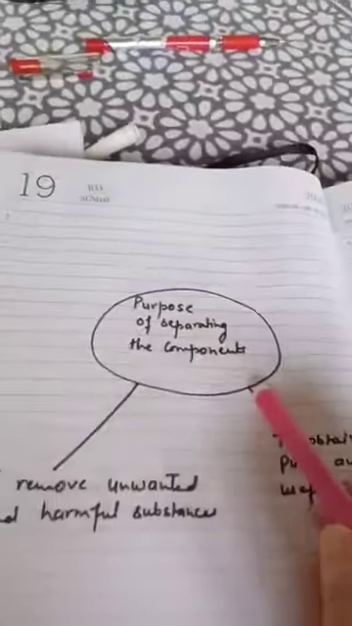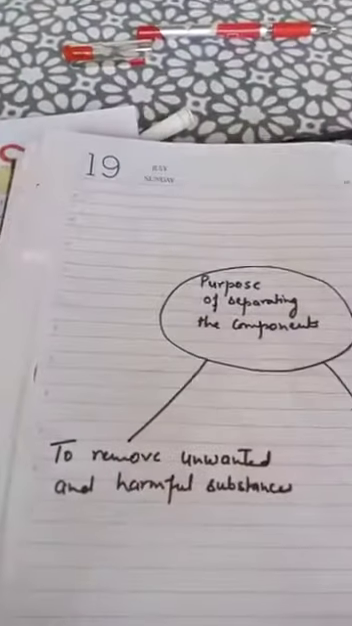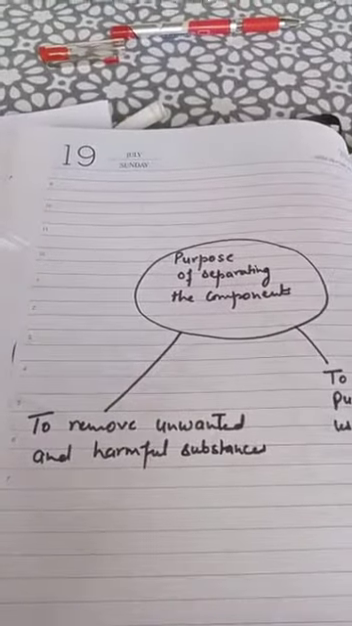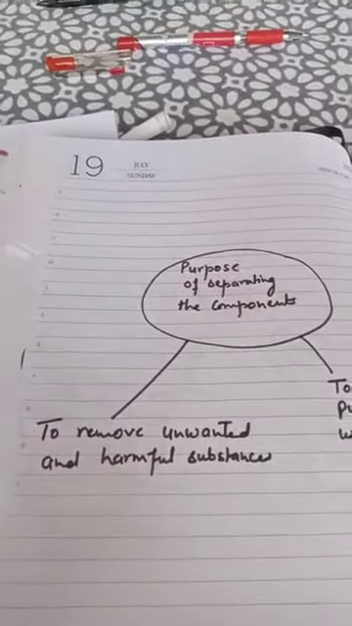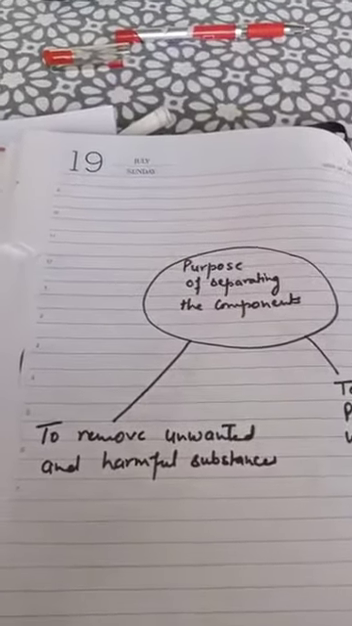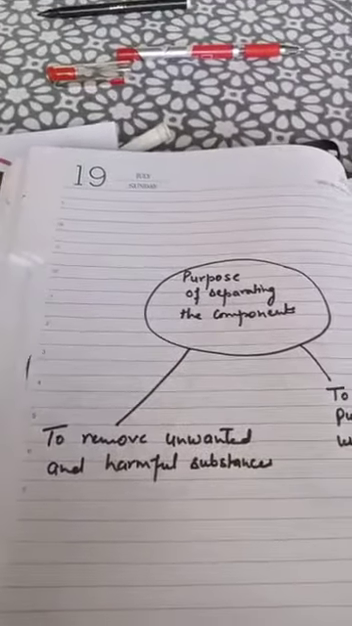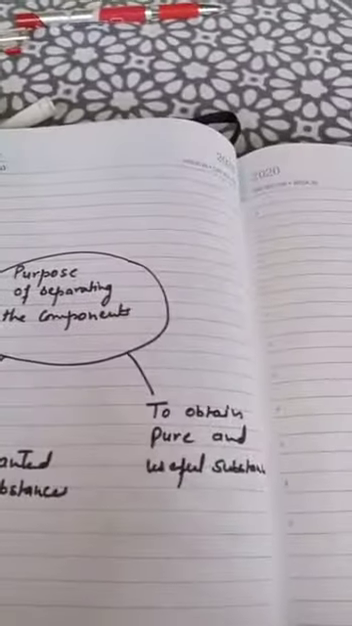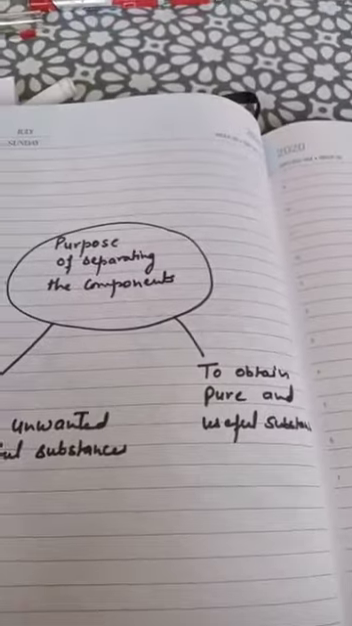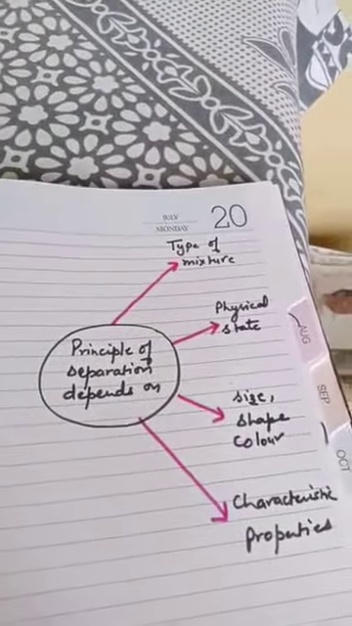So actually, the first purpose of separating the components is to remove the unwanted and harmful substances. If a mixture contains any harmful substance or any unwanted thing in it, then it has to be removed. That is the first principle, first criteria. Second is to obtain the pure and useful substance. Right. Now, this principle of separation depends on four things.